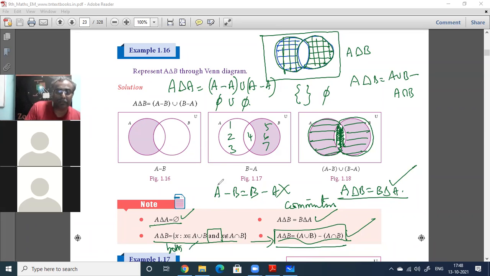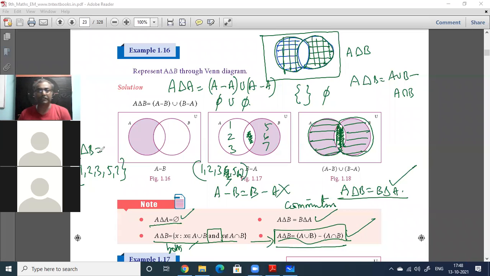X is an element of A union B, what? You can say 1, 2, 3, 4, 5, 6, 7. All of these are elements of A union B. But X is not an element of A intersection B. Which one? This one is an element of A intersection B, so you should take that away. So the final result will be 1, 2, 3, 5, and 7 only. This is only A delta B, the same as saying A union B minus A intersection B.